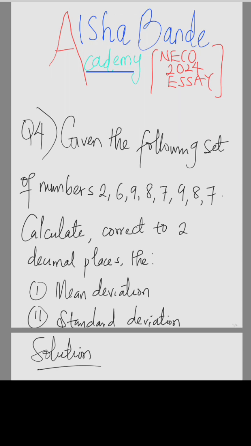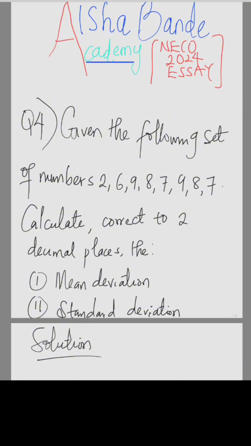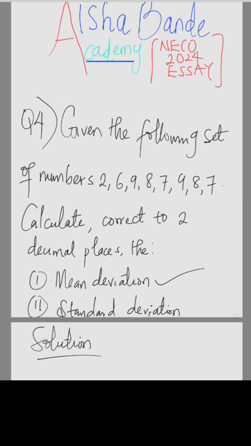So we're going to continue with a series of NECO 2024 essay questions for math. Today we shall look at question number 4, which reads, given the following set of numbers, 2, 6, 9, 8, 7. So there are two questions here. We have to calculate, correct to two decimal places, first the mean deviation and also the standard deviation.